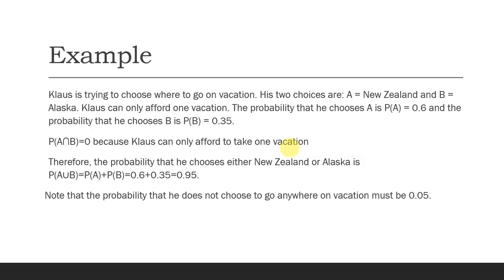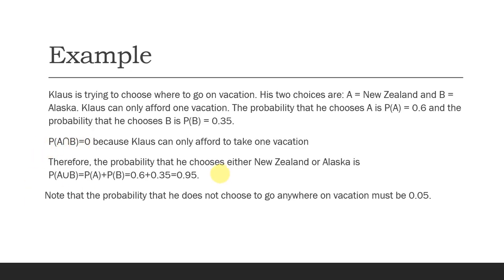Klaus is trying to choose where to go on vacation, and his choices are New Zealand or Alaska. He can only afford one vacation, and the probability that he chooses New Zealand, the probability of A, is 0.6, and the probability that he chooses Alaska, the probability of B, is 0.35. Since he can only afford one vacation, he can't take both. Since these events are mutually exclusive, the intersection is 0, so we are allowed to leverage the addition rule. The probability that he chooses New Zealand or Alaska is found by just adding up the two probabilities, which the addition rule allows if the events are mutually exclusive, as they are in this case.